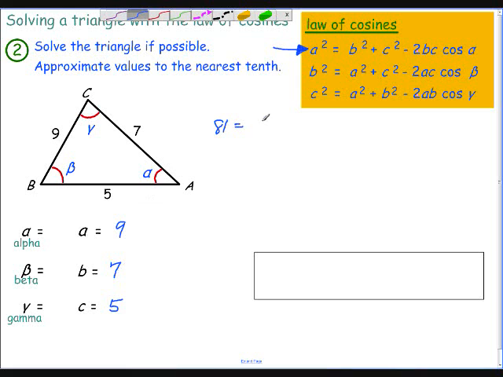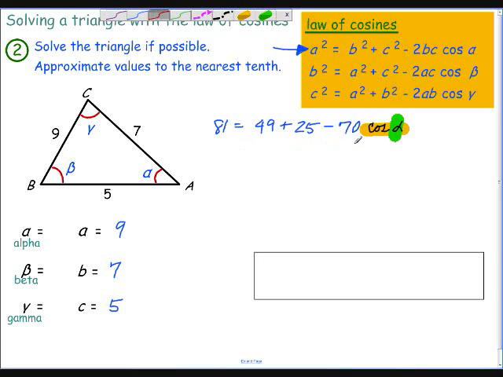equals b square, which is 49, plus 25 minus b times c is 35, twice that is 70, cosine alpha. So as we start here, we're going to find out what cosine alpha is, and then we're going to find out what alpha itself is. So it's a two-step process now. Let's go back to it.